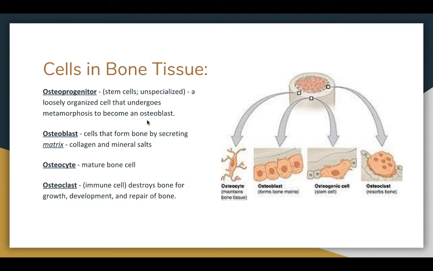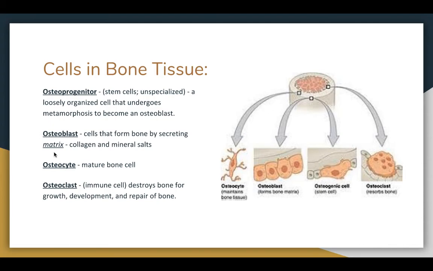Bone tissue itself is made up of several different cells that have specialized for different jobs. The first type of cell that where all the other ones come from is called the osteoprogenitor cell. These are the stem cells that haven't specialized quite yet. These cells are loosely organized and they undergo a change to become an osteoblast. Okay, and the next type of cell is the osteoblast. An osteoblast forms the bone matrix. So the job of the osteoblast is to secrete collagen and mineral salts to make up that bone matrix, to make it what it is.